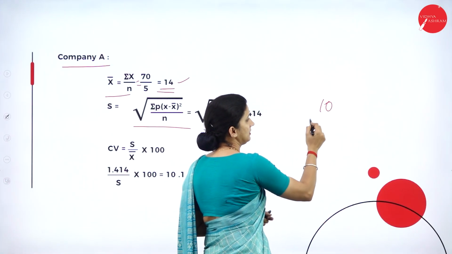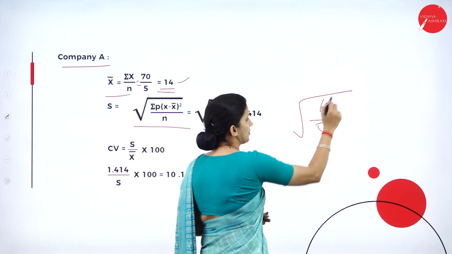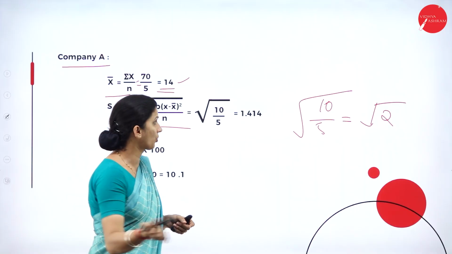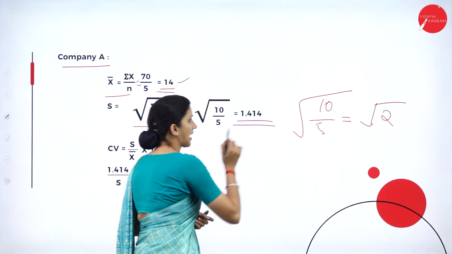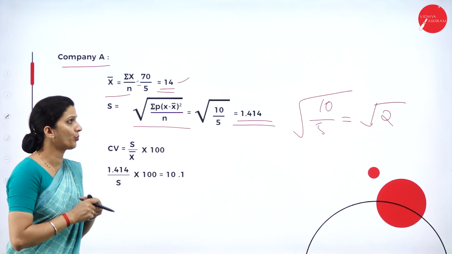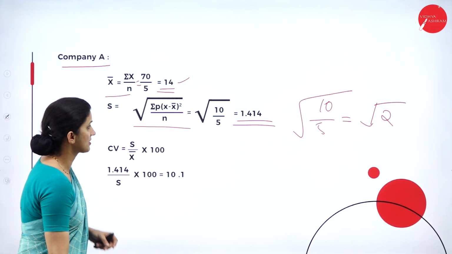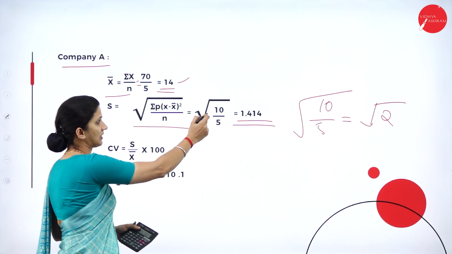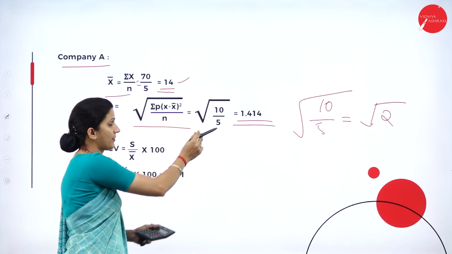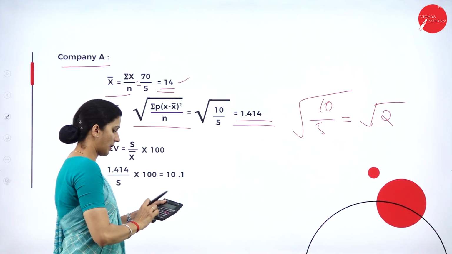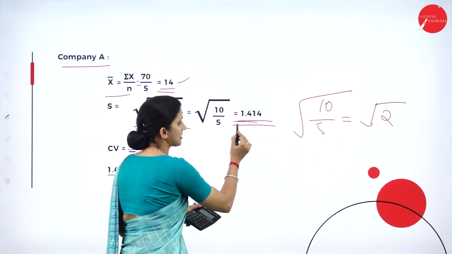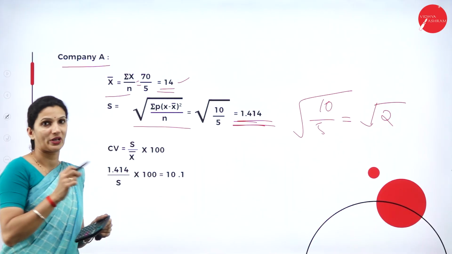See here, 10 divided by 5 is 2, so it is root of 2. If you take out the root, your answer, the standard deviation of company A, is 1.414. So sigma X minus X bar square, that is 10, divided by N, which is 5, gives 2. If you take the root, you get the standard deviation 1.414.